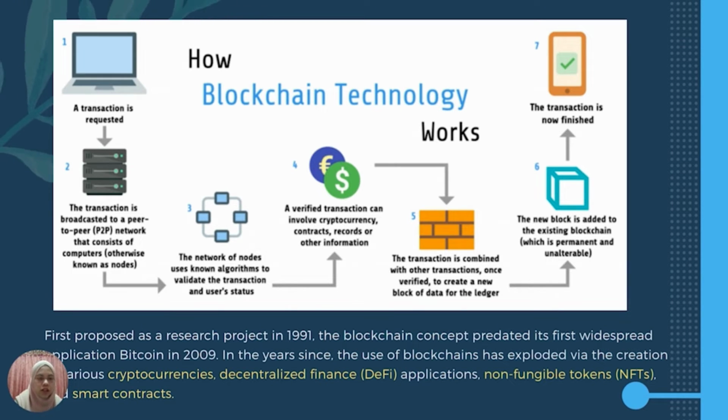First, a transaction is requested, then the transaction is broadcast to the peer-to-peer network that consists of computers. Next, the network of nodes uses an algorithm to validate the transaction and the user status. After that, a verified transaction can involve a cryptocurrency, contract, and record the information.